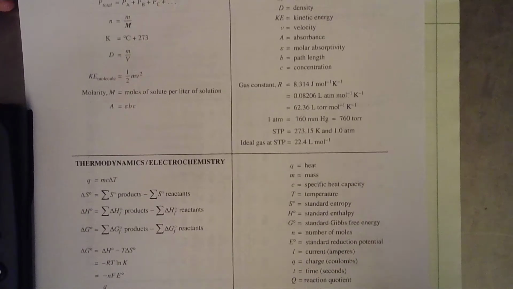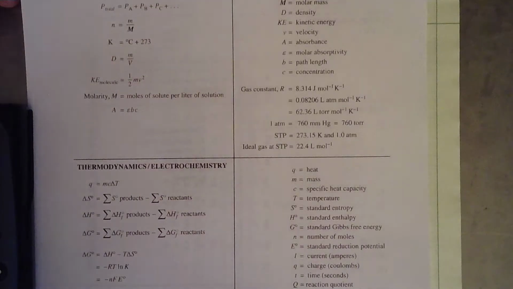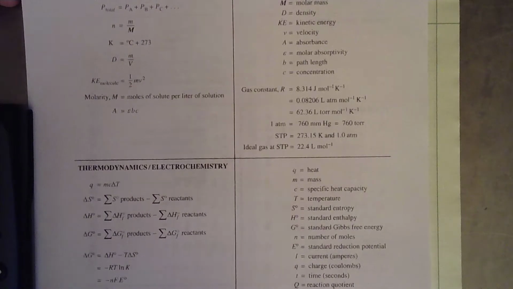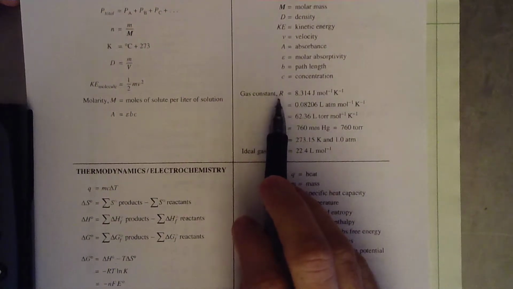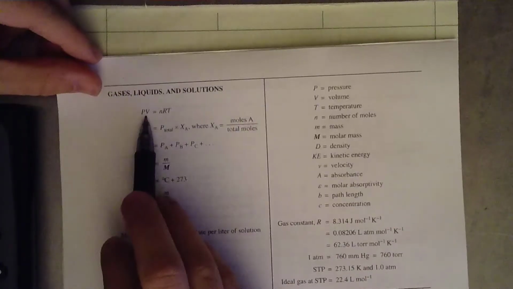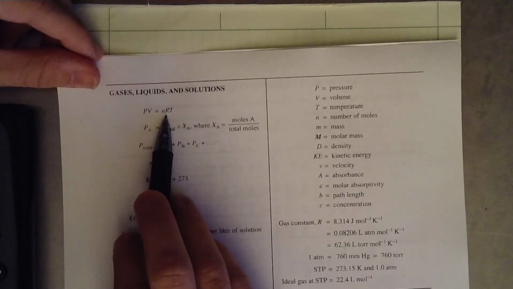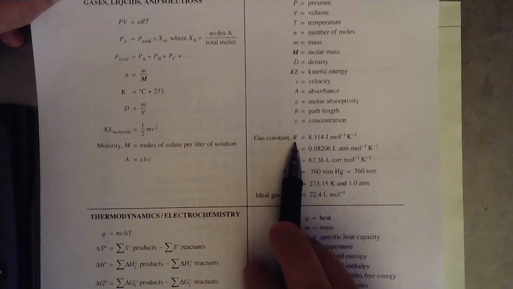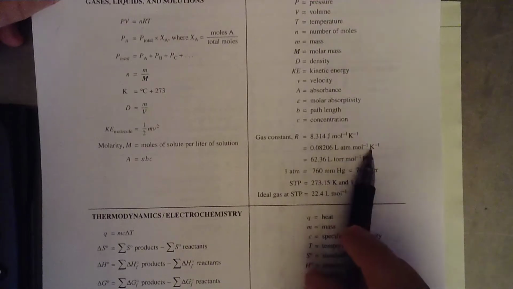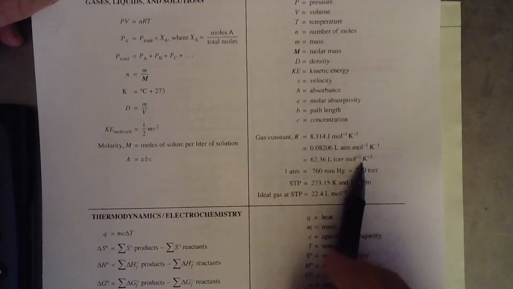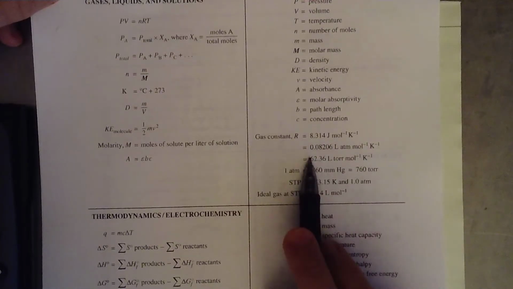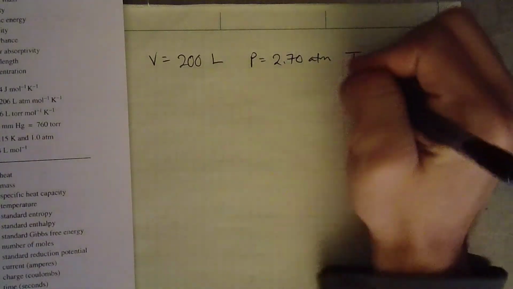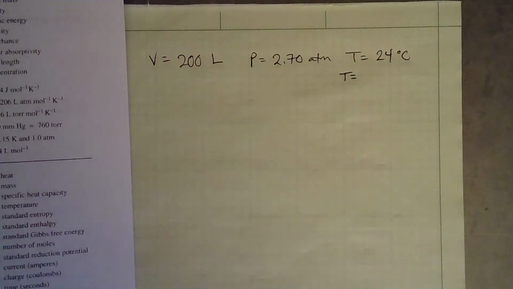Let me show you something here. On this formula sheet, which is the same formula sheet you get to use on the AP exam, anytime you use the ideal gas law, PV is equal to nRT, that value R is the gas constant. Look at the units for the gas constant. All of the temperature units here are in Kelvin. There's no degrees Celsius here.